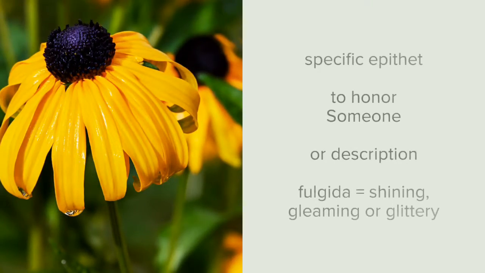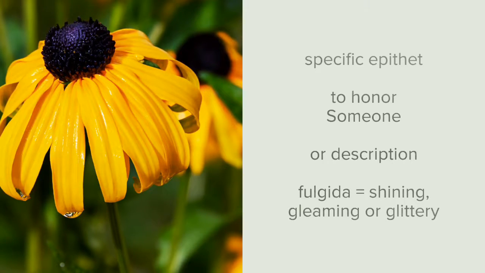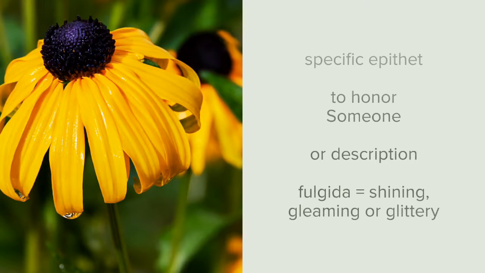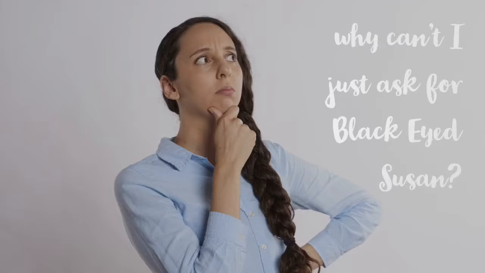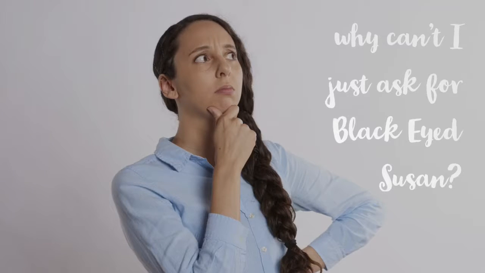Sometimes the specific epithet is named after someone, or it's the Latin description of how it looks. The specific epithet of Rudbeckia fulgida is fulgida, which means shining, gleaming, or glittery, which is how it looks after a nice rain. So in review, Carl would develop a system that would categorize plants and animals in two names, using Latin. The first is the genus or group, the second is the specific epithet or the specific plant.